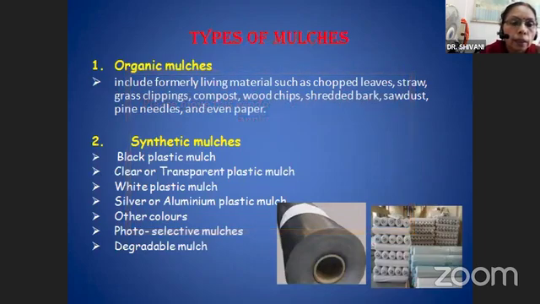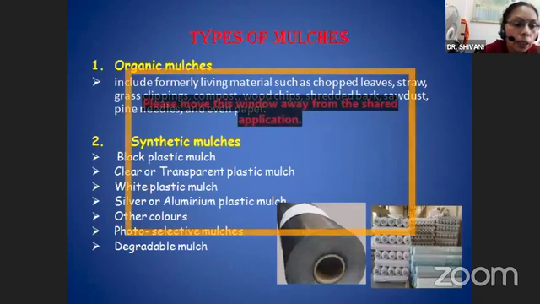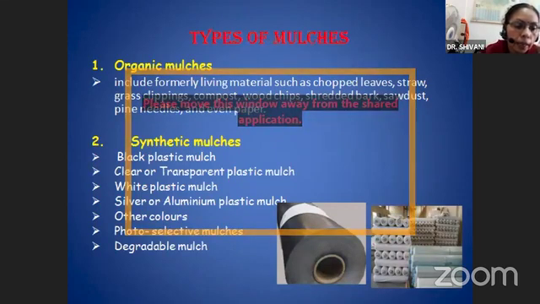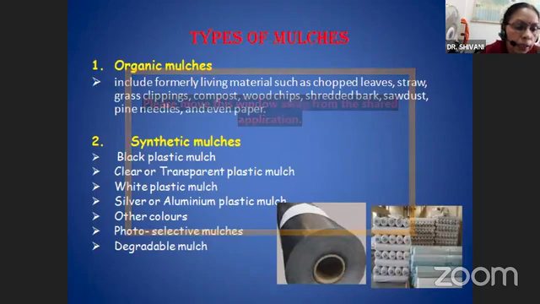Organic mulches, like living materials such as chopped leaves, straw, grass clippings, and compost, are organic in nature. And synthetic mulches are black plastic mulch, clear or transparent plastic mulch, white plastic mulch, or mulches which have a silver or aluminium color. Some mulches have two colors, aluminium on the upper side and dark or black on the lower side. This is also plastic mulch. And then photoselective mulches and degradable mulches.